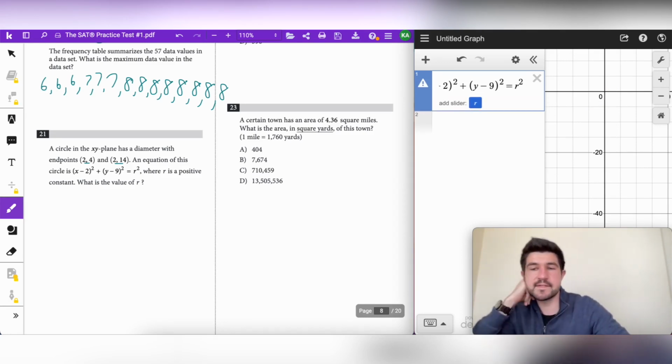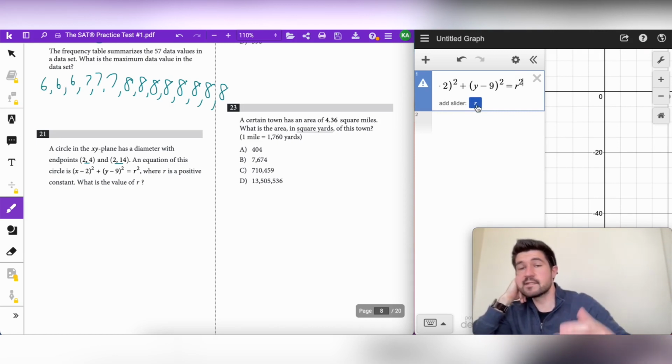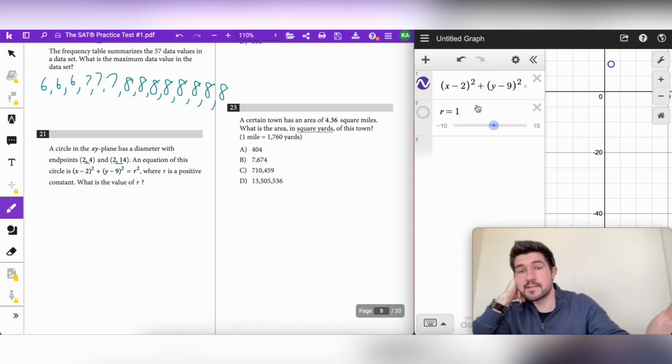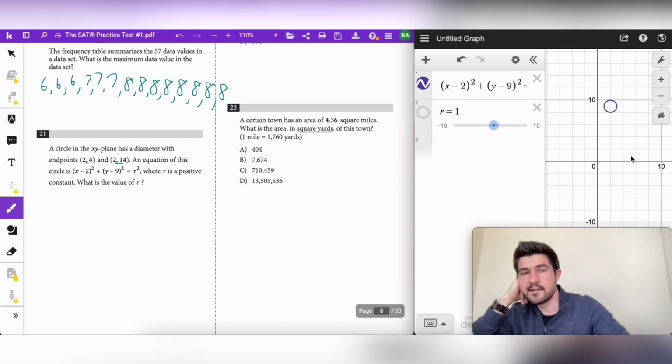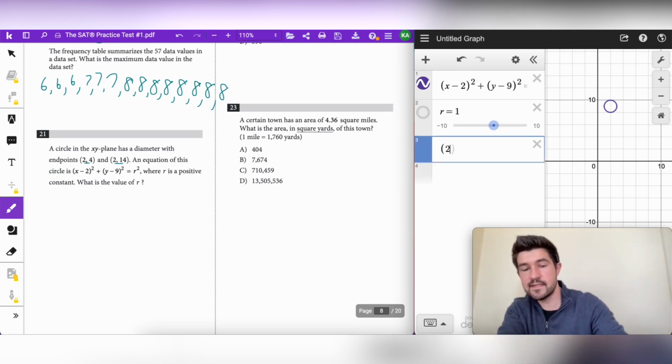So here's where we don't know what r is, right? But check this out. This is really cool in Desmos. They give you the option to add a slider, which means, hey, there's this number that we don't know. Let's see what it could possibly be. So you see, if r is 1 in that equation, then this tiny little circle up here is the circle. But remember, our circle has to have endpoints for our diameter of (2, 4) and (2, 14). So we could actually put those in Desmos and have it label them for us.